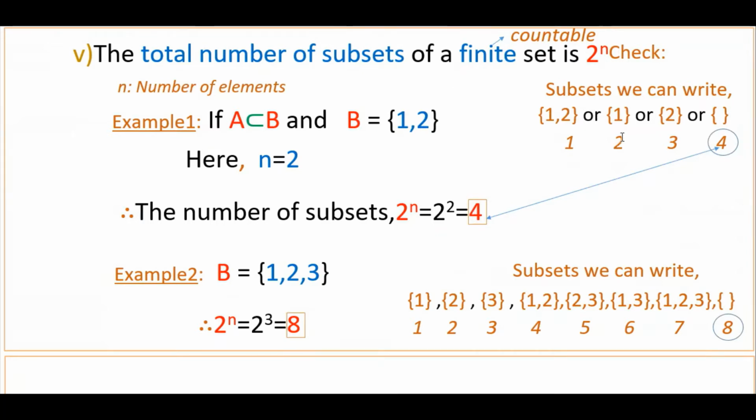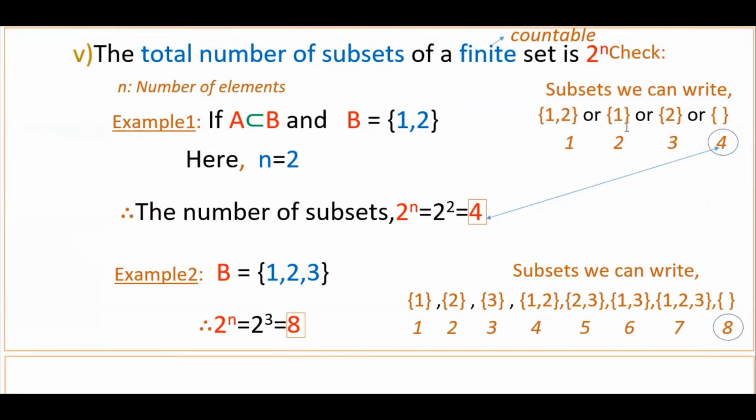And you can check like this here. For example, for this set, you can write the subsets of B. You can write {1, 2}. This is a subset of B, and only {1} is also a subset of B. Only {2} is also a subset of B, or the empty set. Just now I told you, the empty set is also a subset of any set.